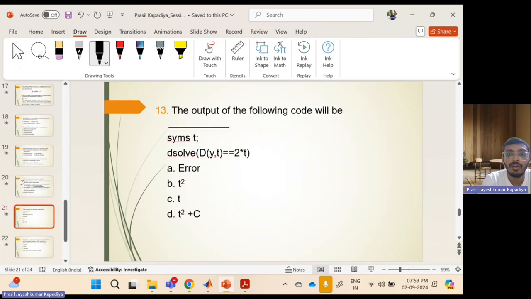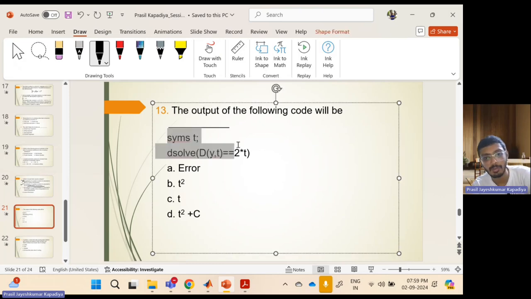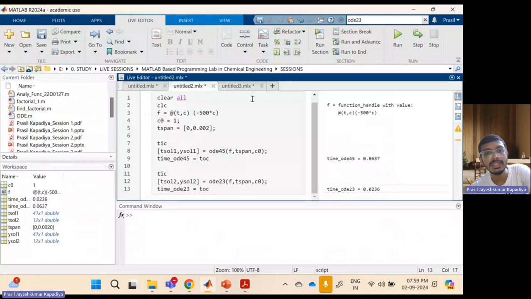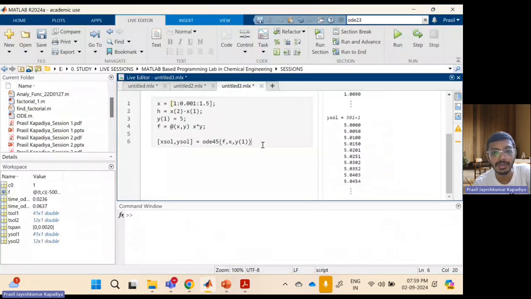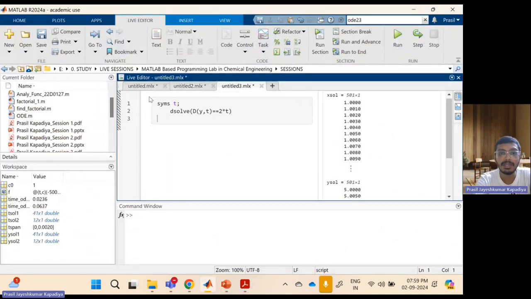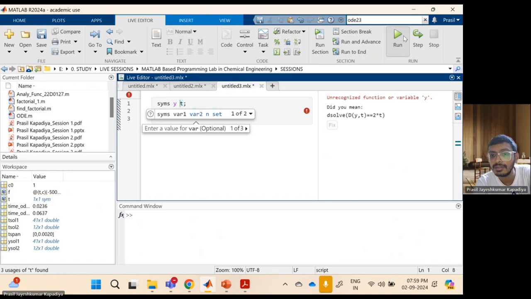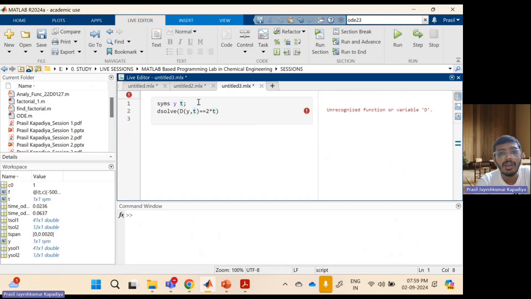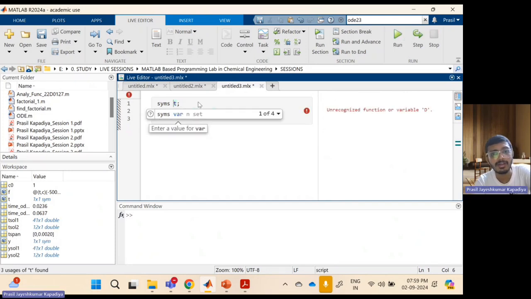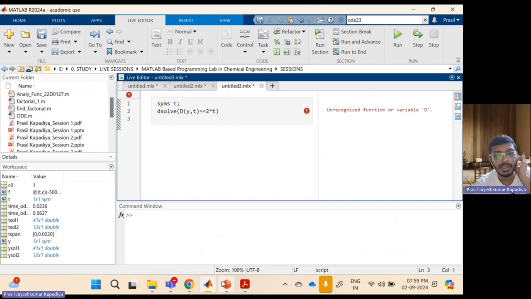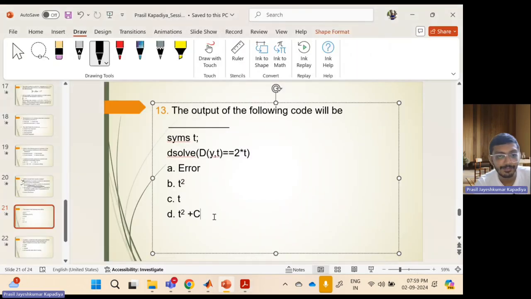Output of the following code will be, let's write it down here. Let's copy this. It won't run because we are going to see this part in detail in the next class. But for the sake of completing this question, it won't identify the variable y. So I need to write it here, I guess, y comma t. No, this syntax is not correct. Okay. So here our answer is error.